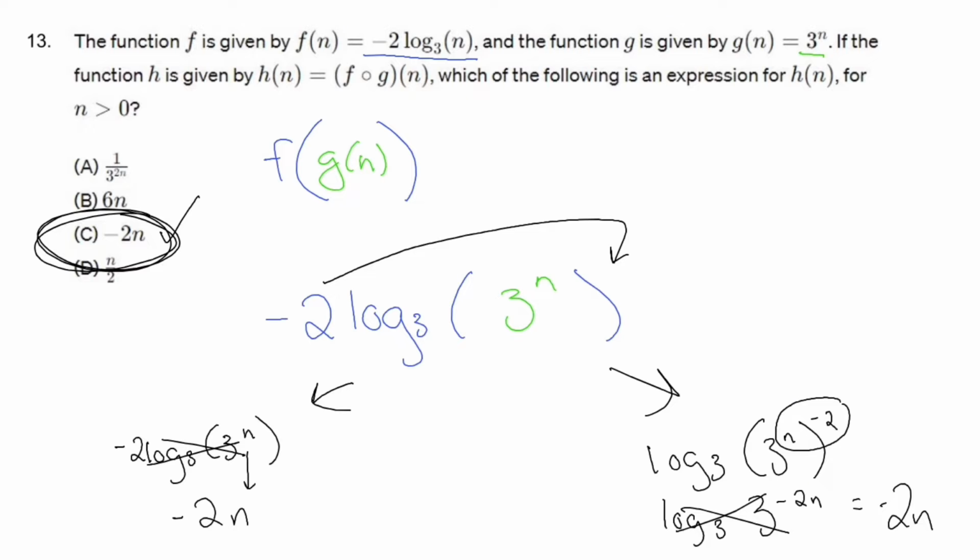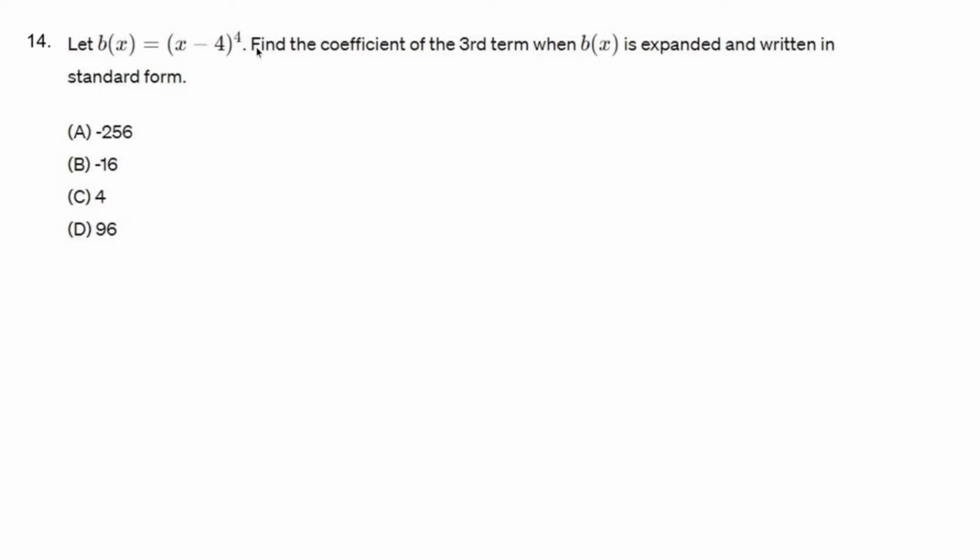Hope this helps. This is the binomial theorem. The binomial theorem is trash. But what we are being asked to do is find the coefficient of the third term when b of x is expanded and written in standard form. So I have to do the binomial theorem. So let me do the whole thing, even though it's a pain.